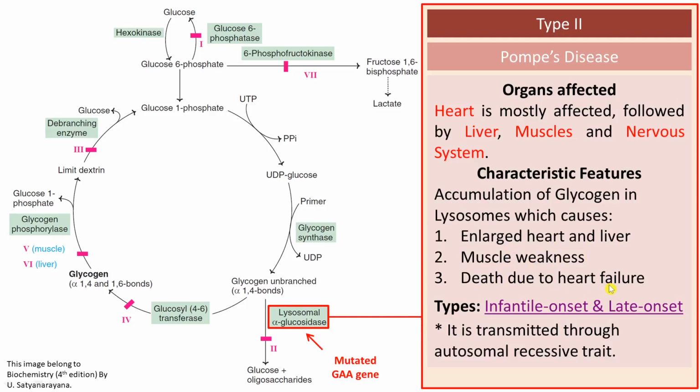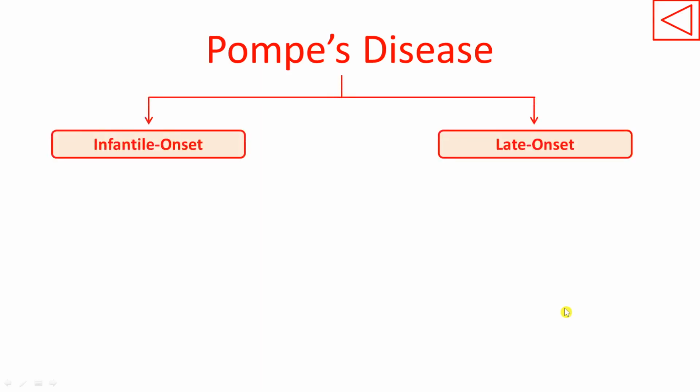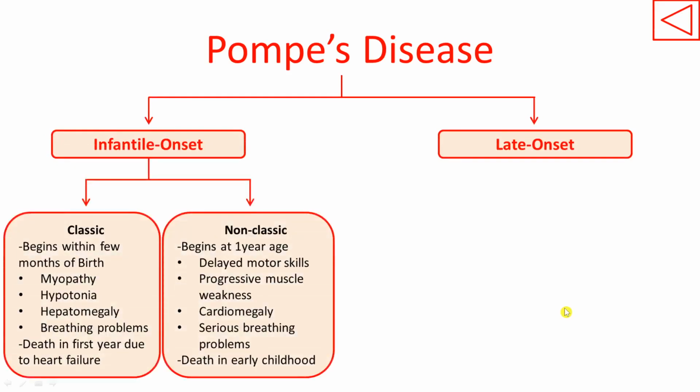Now, there are 2 types of Pompe's disease. One is infantile onset Pompe's disease and second one is late onset Pompe's disease. Let us see what are these 2 types. So the Pompe's disease consists of 2 types, that is infantile onset and late onset. The infantile onset can be further divided into 2 types, that is classic and non-classic.